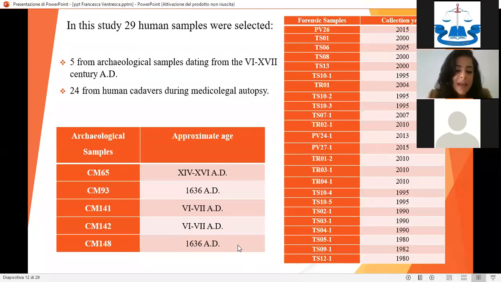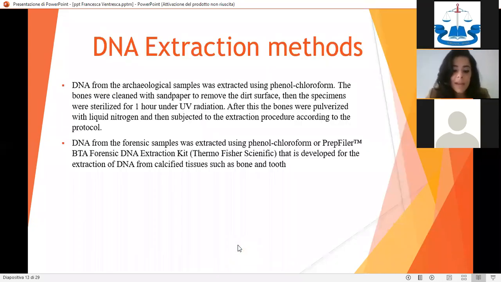The archaeological samples are listed in the little table with their approximate age. As you can see, they are very, very old. And in the taller table, there is the list of forensic samples with their collection years, which go from 1980 to 2015.